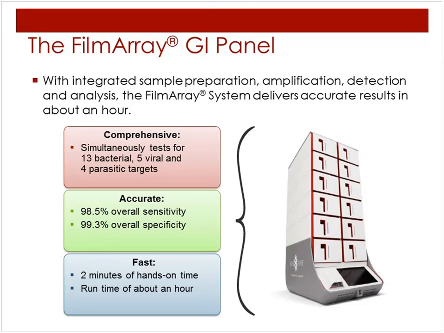The GI panel is the most comprehensive one on the market, which simultaneously detects a total of 22 targets: 13 bacterial, 5 viral, and 4 parasites. The sensitivity and specificity is quite high, in the high 90s, at 98.5% sensitivity and 99.3% specificity. And hands-on time is minimal at about 2 minutes with a turnaround time of about 1 hour.